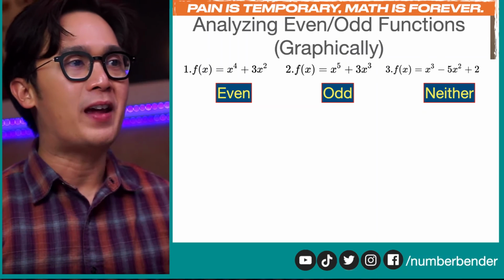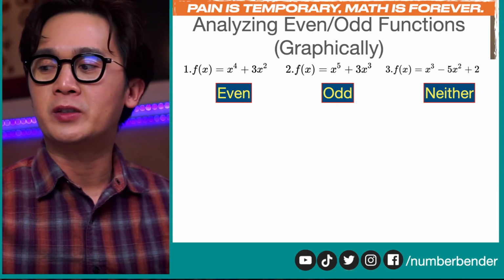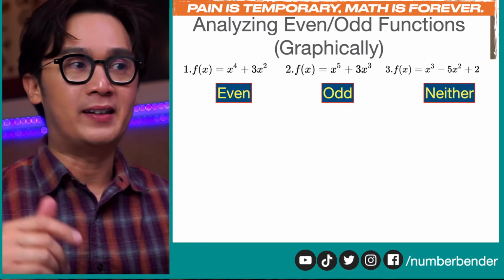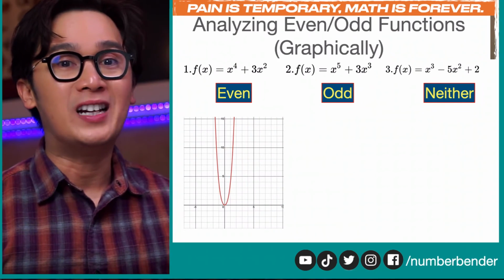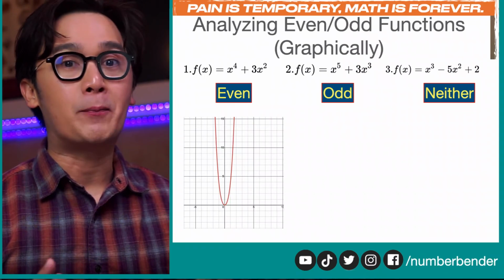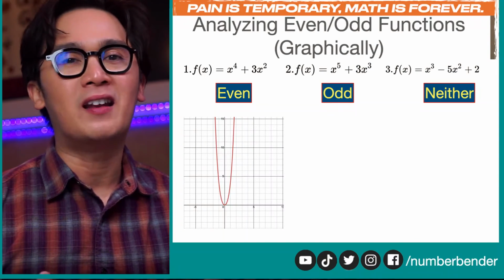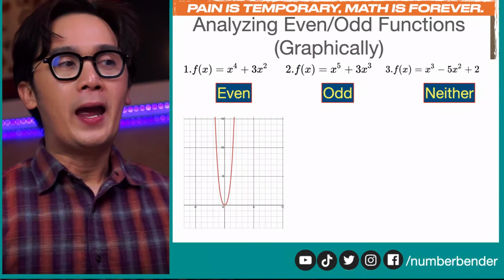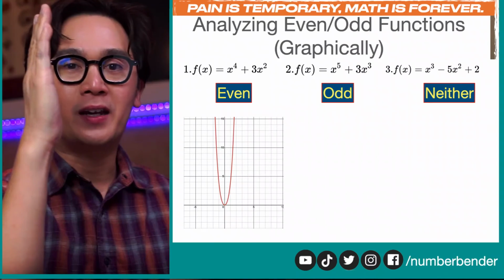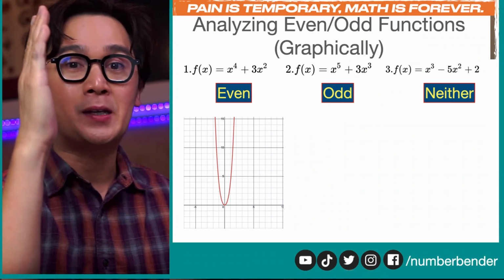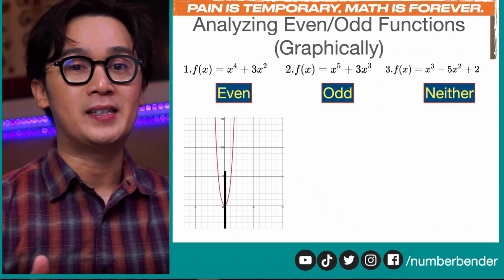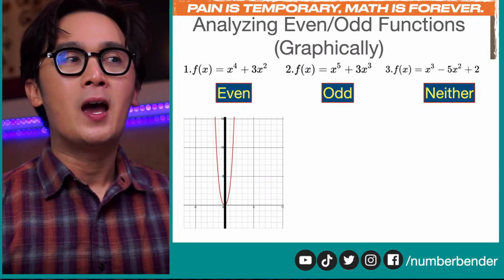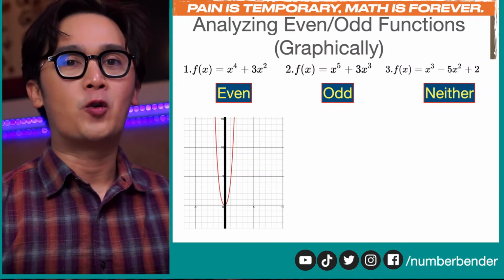So if we graph x to the fourth plus 3x squared using our graphing calculator or an app like Desmos, this is what it will generate. So we have a parabola or a parabola-like function because this is a fourth degree polynomial, and we know that it's even if your function is symmetrical on the y-axis. And the y-axis is definitely showing us symmetry for this fourth degree polynomial, therefore it's even.